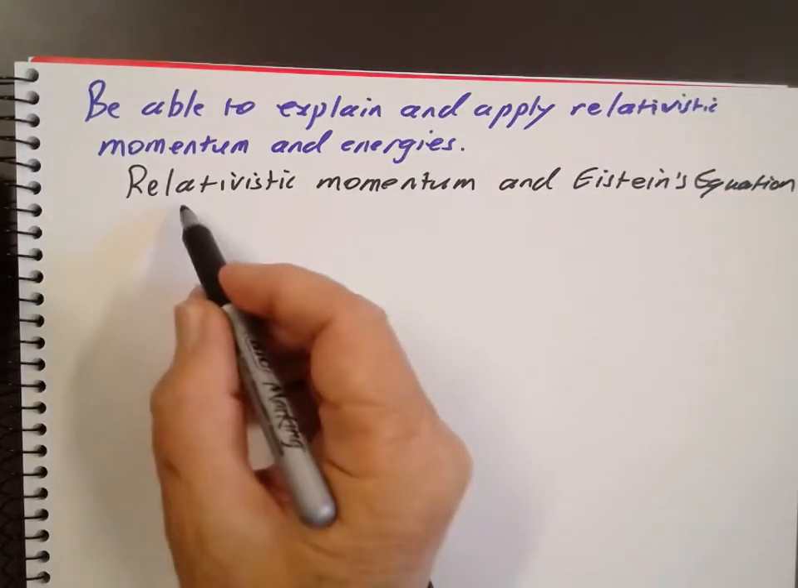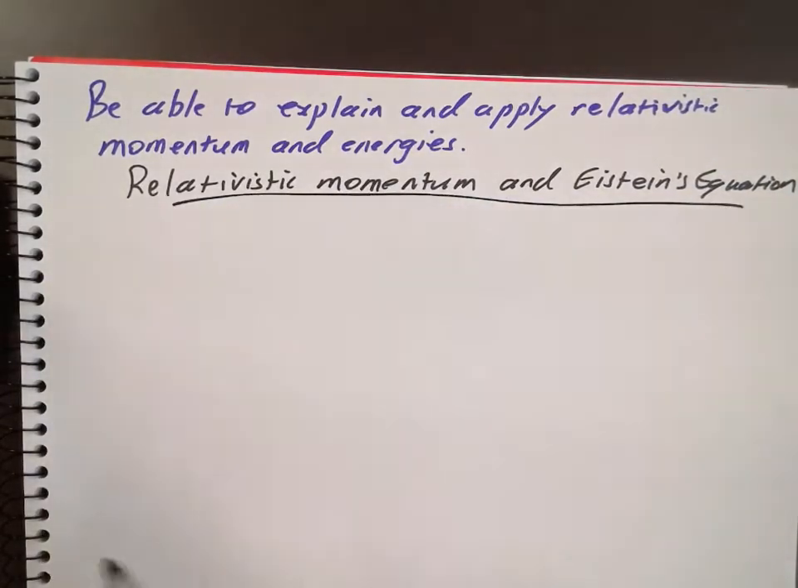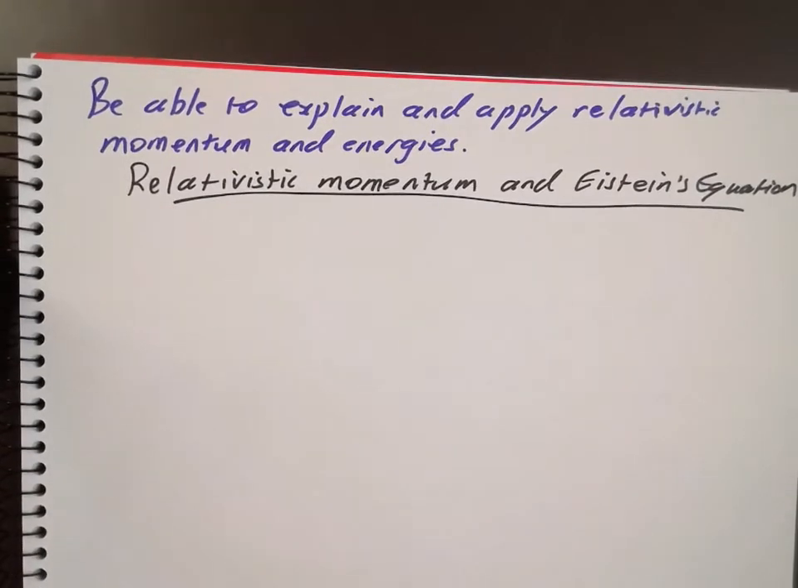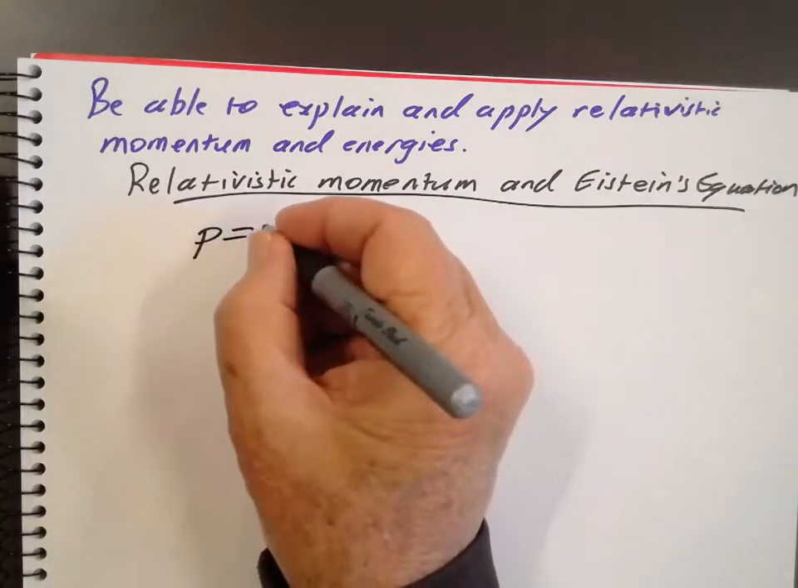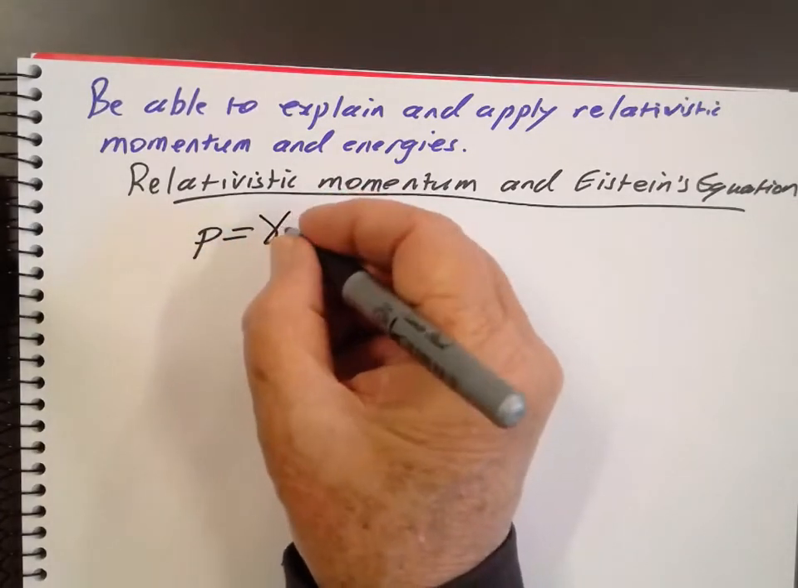And probably everyone's always wanted to know, when will we ever use the famous E equals mc squared? And the answer is today. But we'll do the momentum first. Relativistic momentum is not really very difficult to understand, just the calculations are a bit yuck.